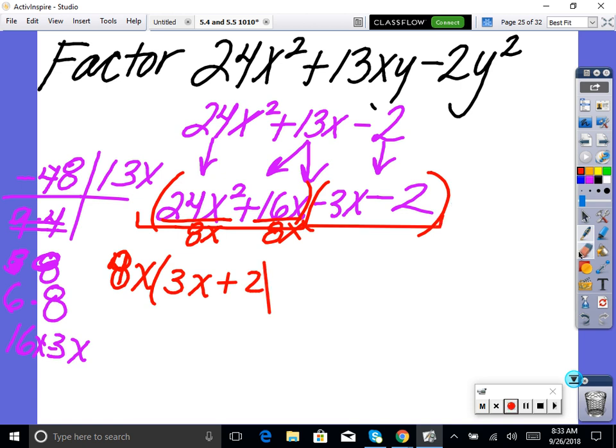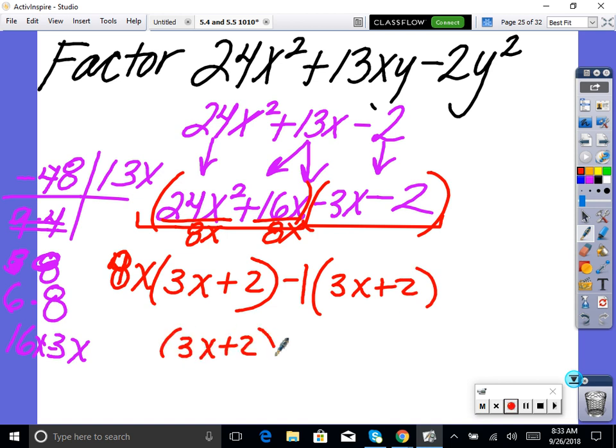Pull out the greatest thing in common here. Negative 1. I'm having a rough day. Really. This makes me so freaking mad. Alright. Pull out a negative 1. Then left is 3x plus 2. So we'll pull out our 3x plus 2. Divides out. And left is 8x minus 1.